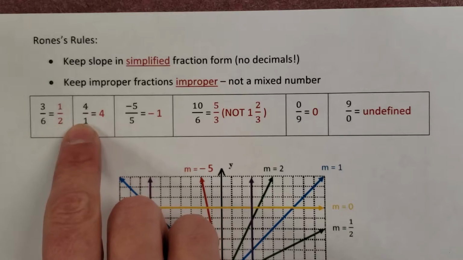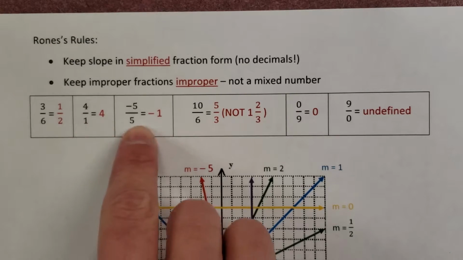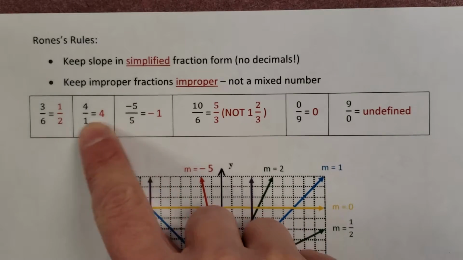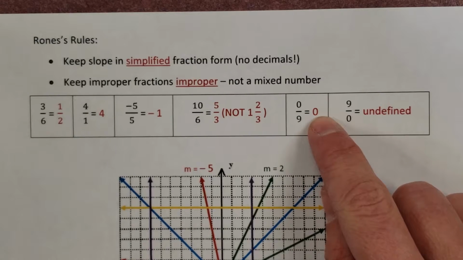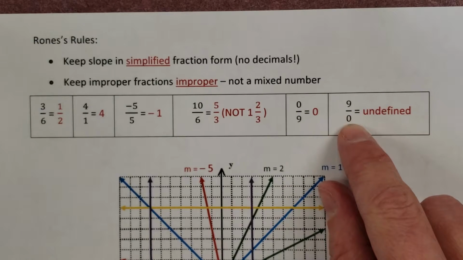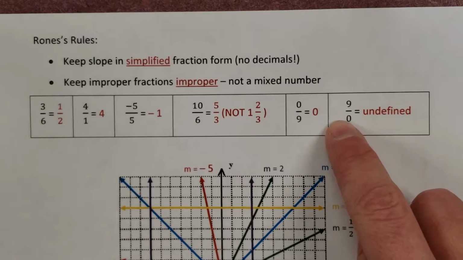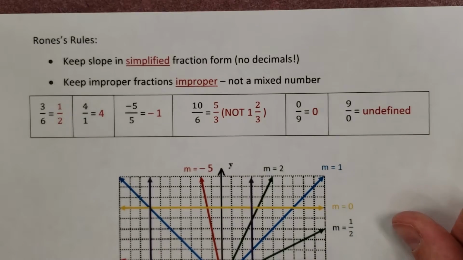Other subtle things: anything over 1 is itself, so you can simplify that down to 4. Anything over itself is 1, so you don't have to keep it like that, just turn it into a 1. 0 divided by anything is 0. Anything divided by 0 is undefined. Sometimes we say a 0 under the fraction bar is undefined. And we talked about what that meant in greater detail.